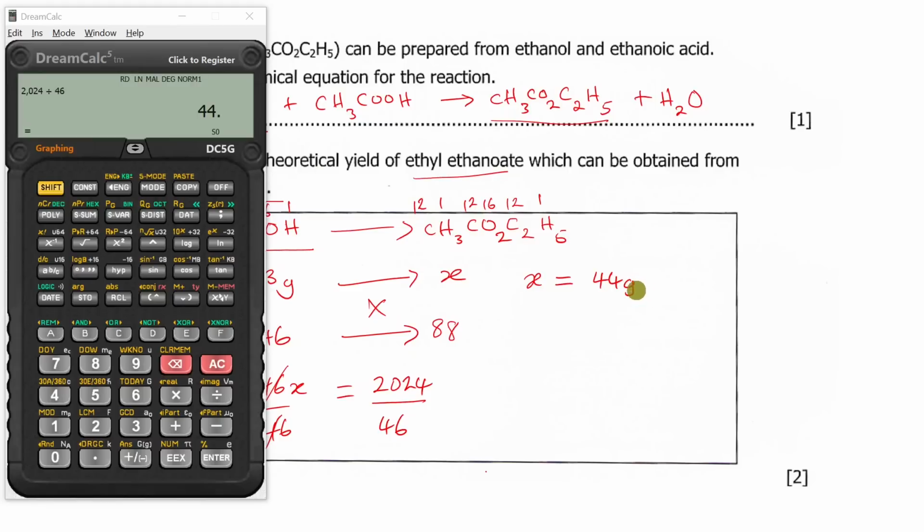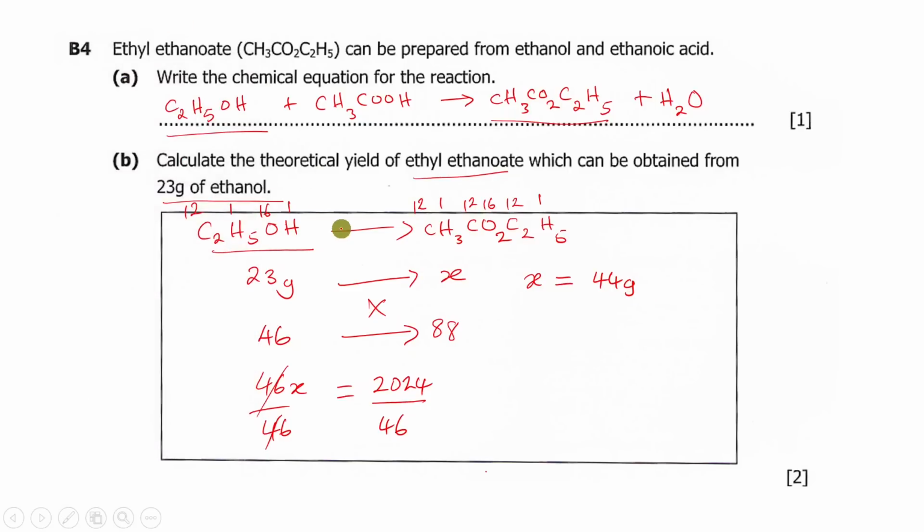Then you say, calculate the theoretical yield. So say 44 grams is the theoretical yield for ethyl ethanoate.